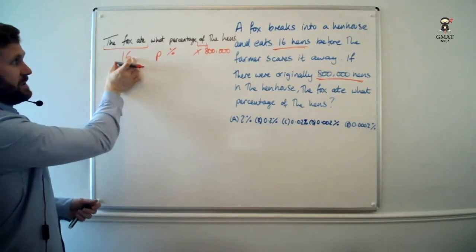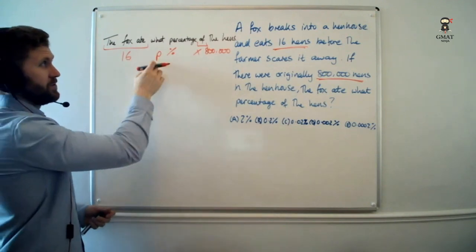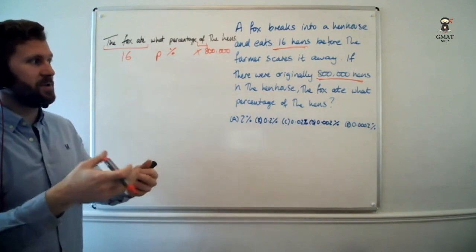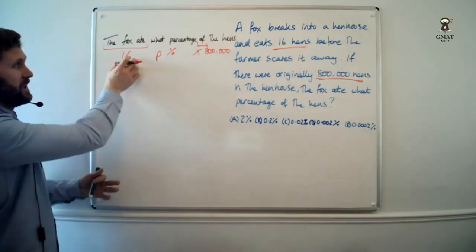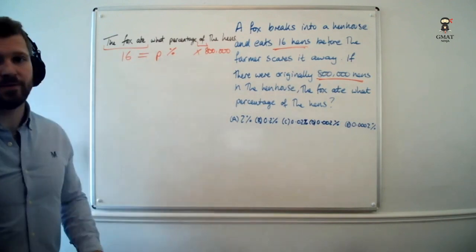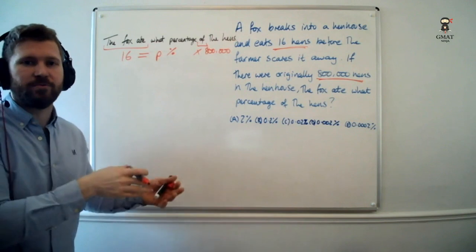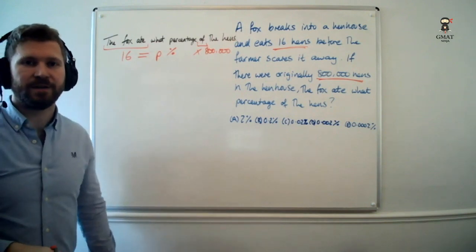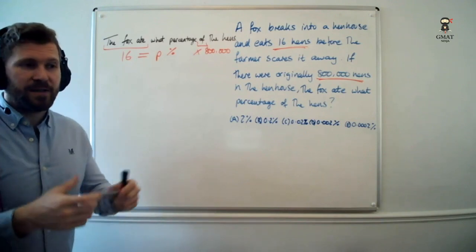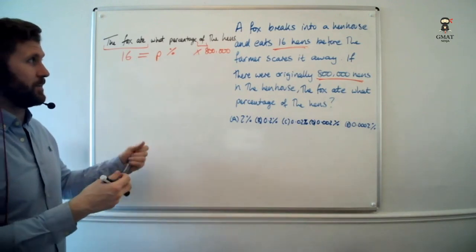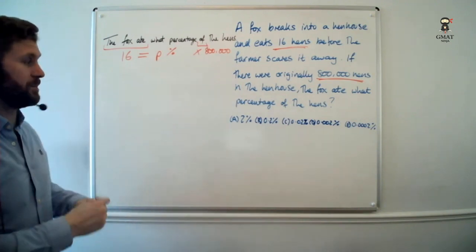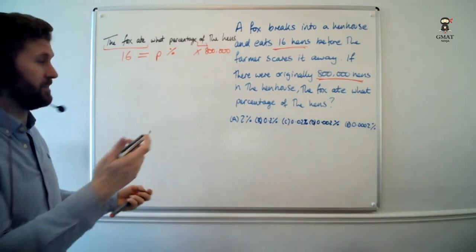We say, well, 16 is equal to P% of 800,000, because that's what we're defining the question to be. We want to know what percentage of the hens the fox ate. We know the total was 16, and so we can put an equal sign in between there. 16 is equal to P% of 800,000, and the question here is, what is P? And so now that you've translated this literally, we've got the beginnings of an equation, and we just need to tidy this up into a full algebraic expression.